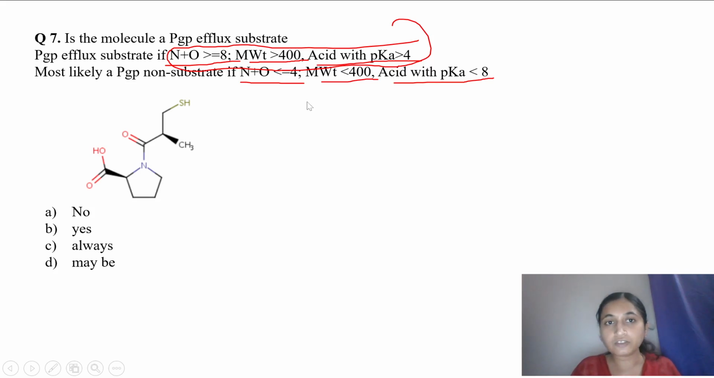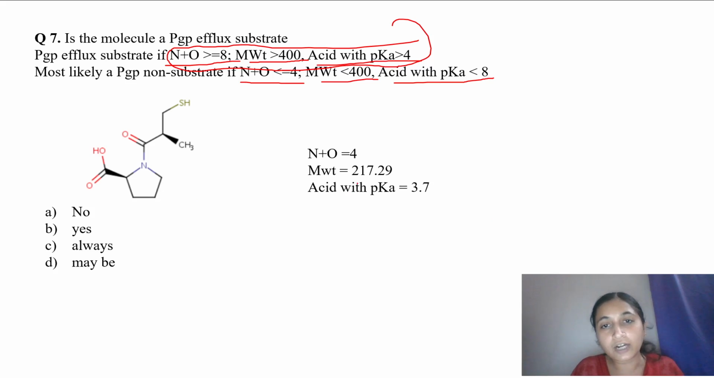So N plus O is equal to 4. Here is one nitrogen and 3 oxygen. So N plus O equal to 4. Molecular weight of this molecule is less than 400, 217.29, and pKa value is 3.7. So it will follow this: N plus O is equal to 4, molecular weight is less than 400 and acid with pKa smaller than 8. So this molecule would not be the P glycoprotein efflux substrate. So answer will be A.